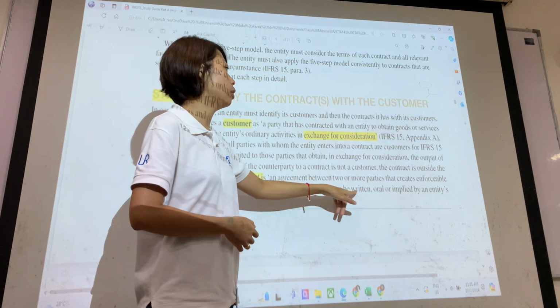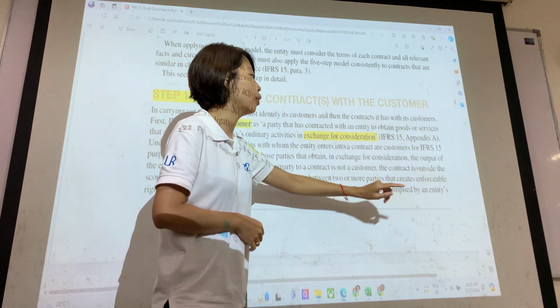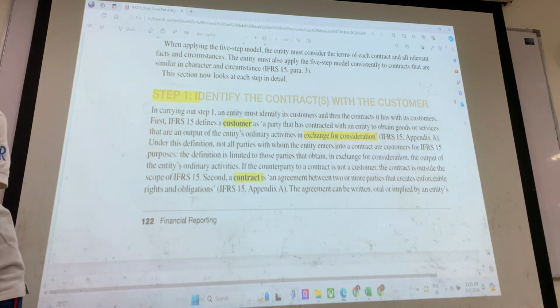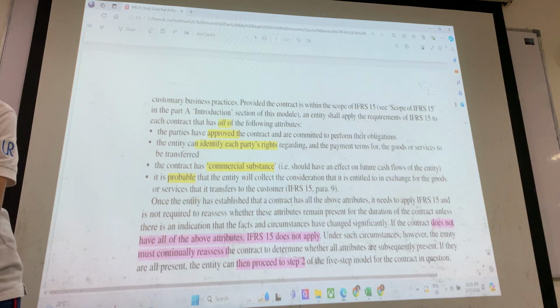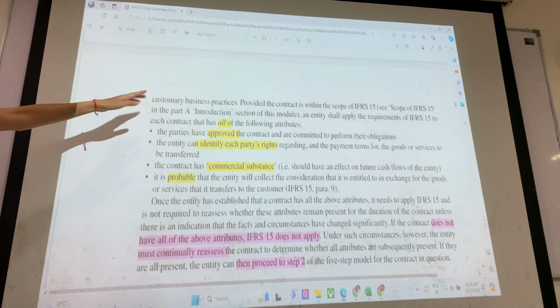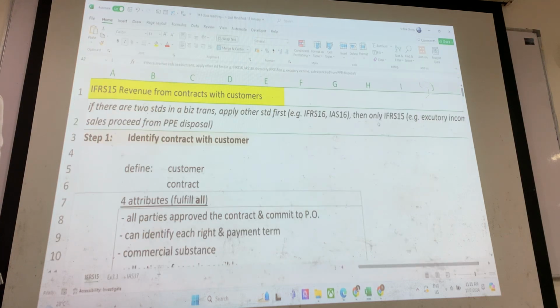It doesn't have to be written. It can be oral, okay like that, or implied also can. So because I told you it's a bit dry, maybe I drop this to you so that you can read a bit of that first lah. So I summarize it here.